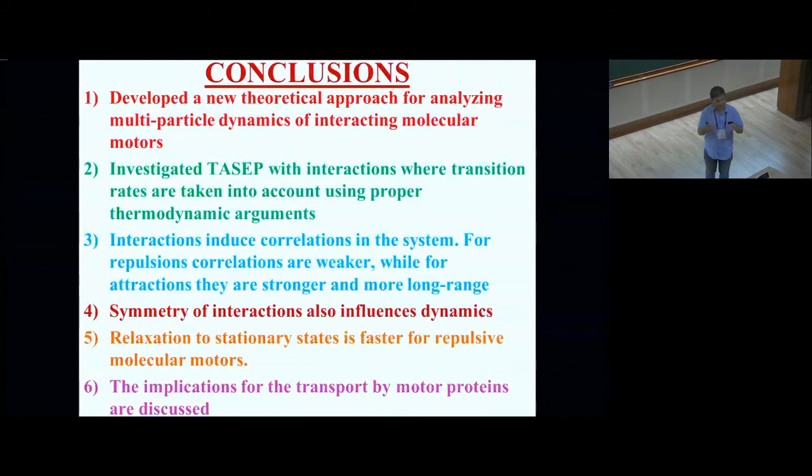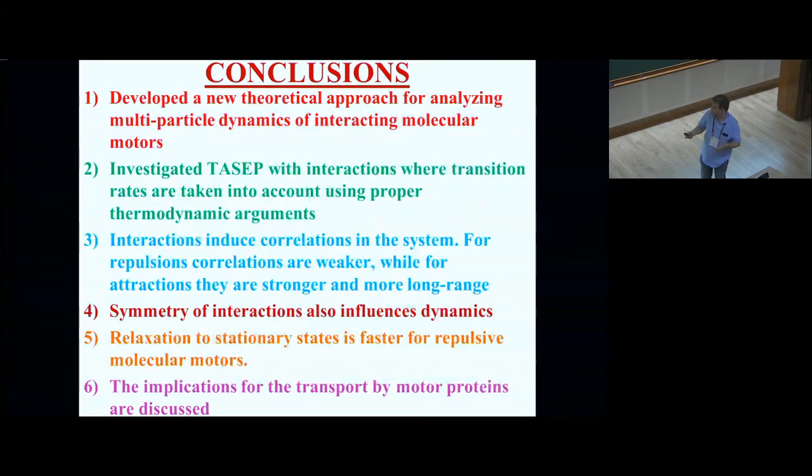So we thought about interactions between motor proteins, and we developed a very primitive, naive way of taking into account some of these interactions using these multi-particle non-equilibrium systems. Essentially, we investigated this totally symmetric system with interactions. But what differs from what was done before is that these interactions were taken in a thermodynamically consistent way. Another way, and this is how I could explain it to a biochemist, is like making a bond or breaking a bond. All the rates are written in a thermodynamically consistent way.